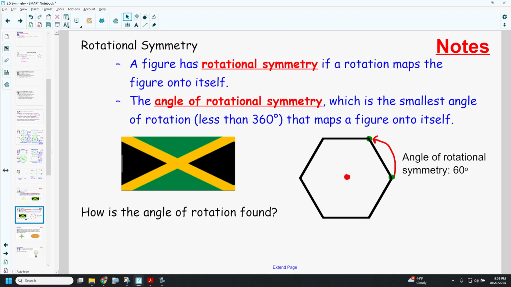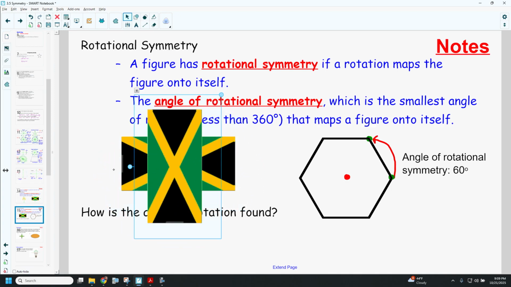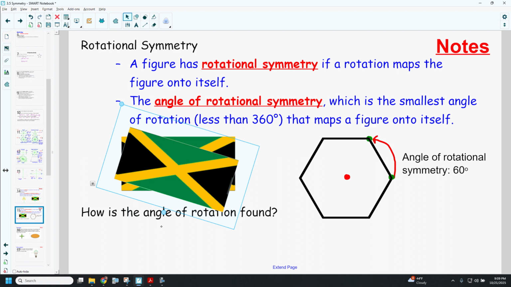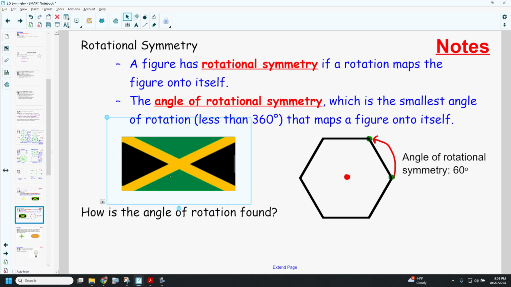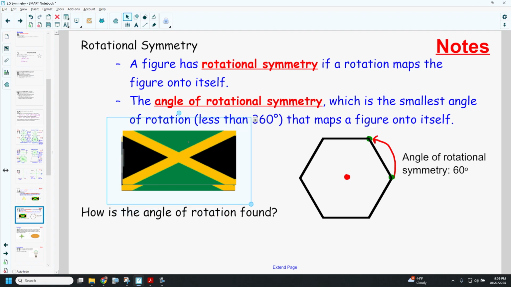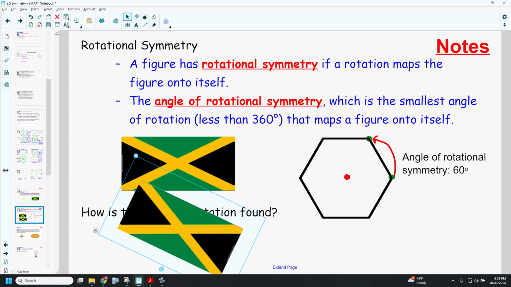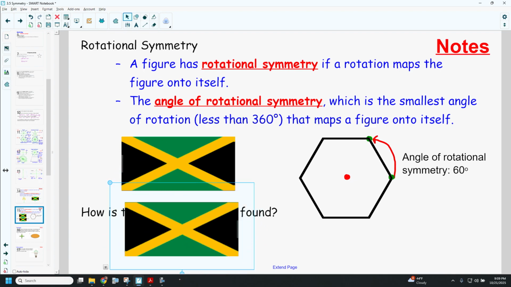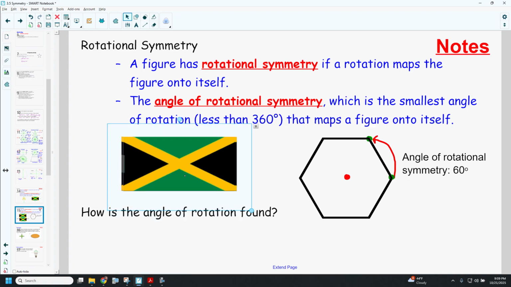So like in the Jamaican flag here, it has rotational symmetry. If I take this and turn it, as I turn this here, you will notice it's now the same. That's a little off center, but it's the same. You can't tell that I changed it. I just turned it 180 degrees. I can turn it again another 180, and I get back to the same image. Okay, so there's my 180 rotation side by side. Can you tell the difference between the two? No, you cannot.